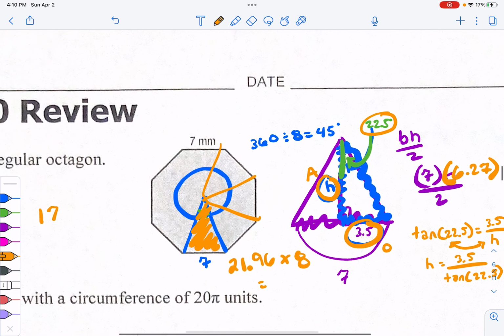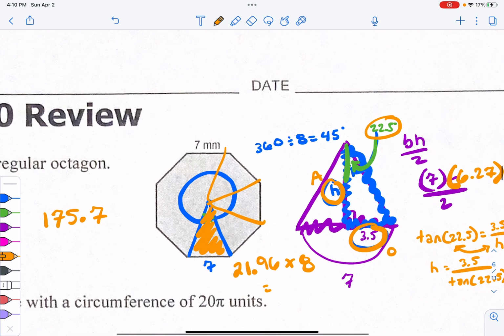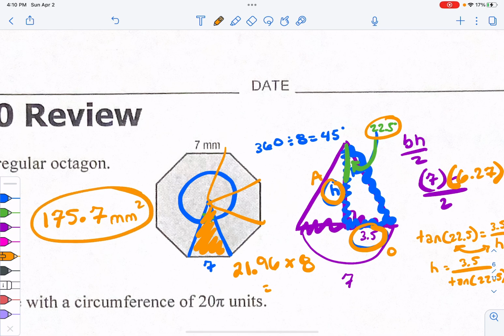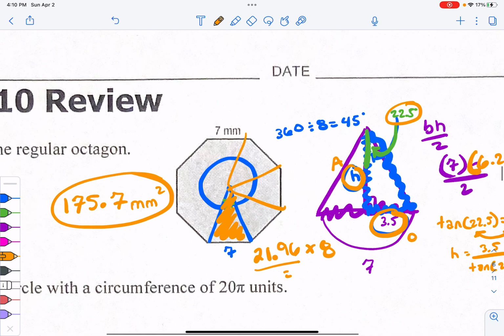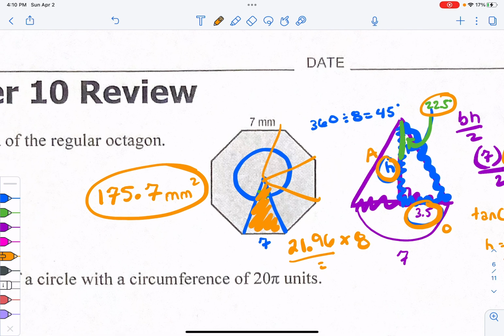I got 175.7. I did not round to 1 decimal place until I got to the very, very end. The rest of it I kind of left as, or tried to leave as 2 decimal places if I could, because I want my answer at the very, very end to be the most accurate. So there's that. That one's going to be the hard one. So study him.